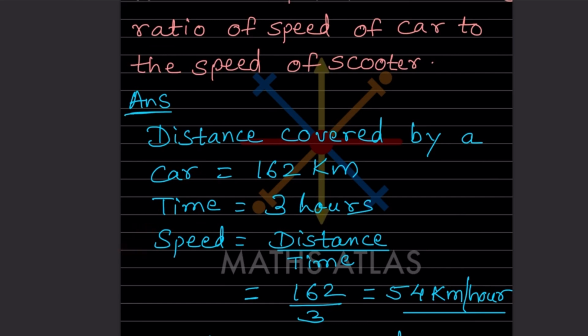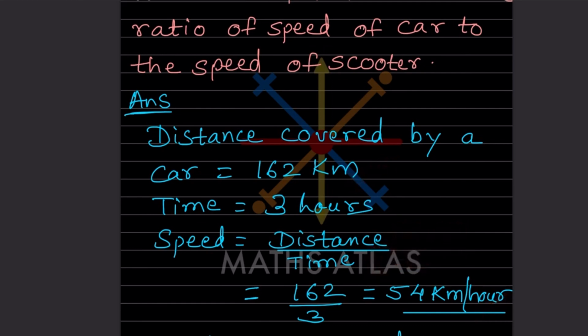And as I told you earlier, you have to note down the formulas. That is very important. So now see here, this distance is given as 162 and time is given as 3, which comes out to be 54, and the unit is kilometer per hour. Why do we write kilometer per hour? Because the distance is given in kilometer, isn't it? And the time is given in hours. So this is a division of that, so that is kilometer per hour.